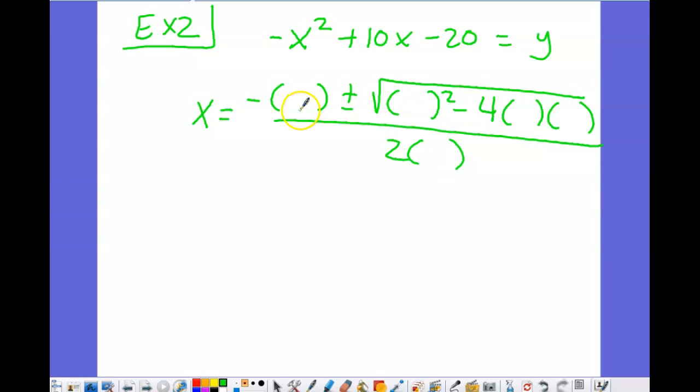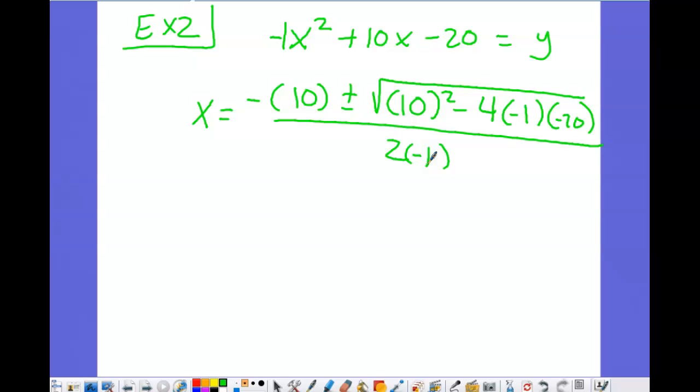What number goes here? 10. Yeah. How about here? 10 again. What goes here? Good. It's the number in front of the x squared. If there's no number there, we can assume it's a 1. So in this case, my a is -1. What's my c? How about here? What's it called? 1. -1, a. All right. So we've got it plugged in.